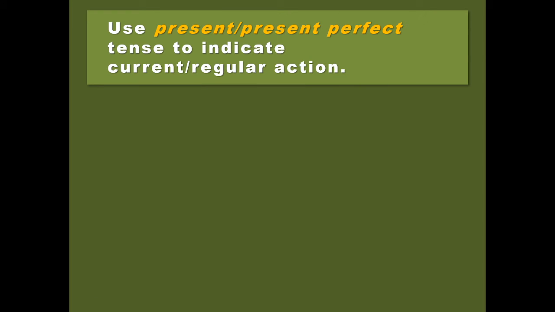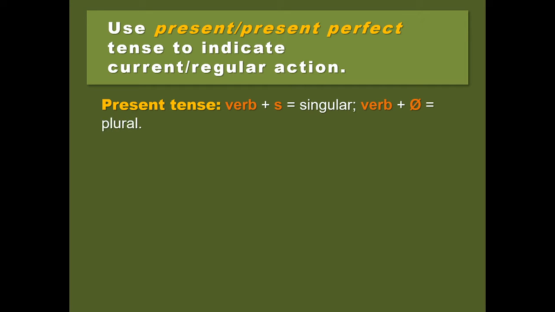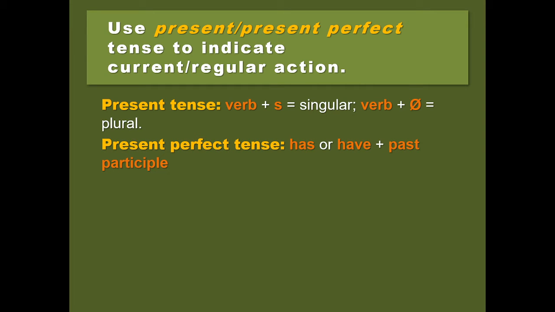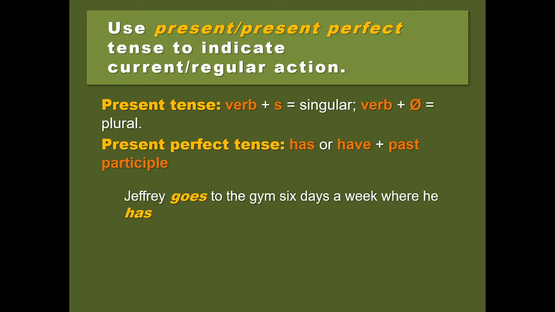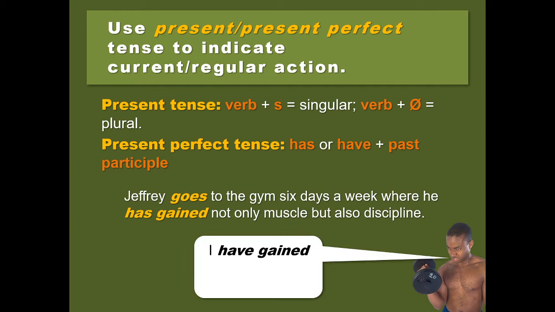Use present perfect tense to indicate current regular actions. Present tense: verb plus s equals singular, verb plus nothing equals plural. Present perfect tense: we use has or have plus the past participle. For example, Jeffrey goes to the gym 6 days a week where he has gained not only muscle, but also discipline. I have gained attention from women too, he says.